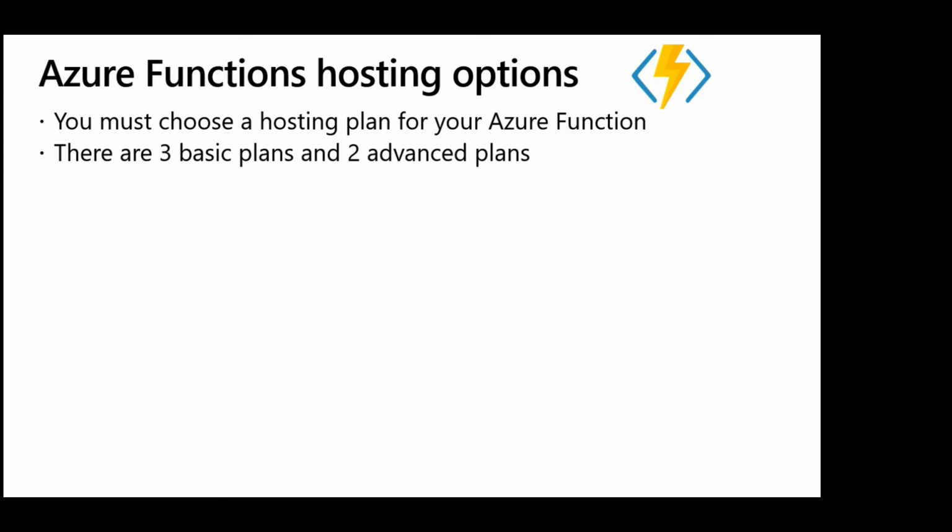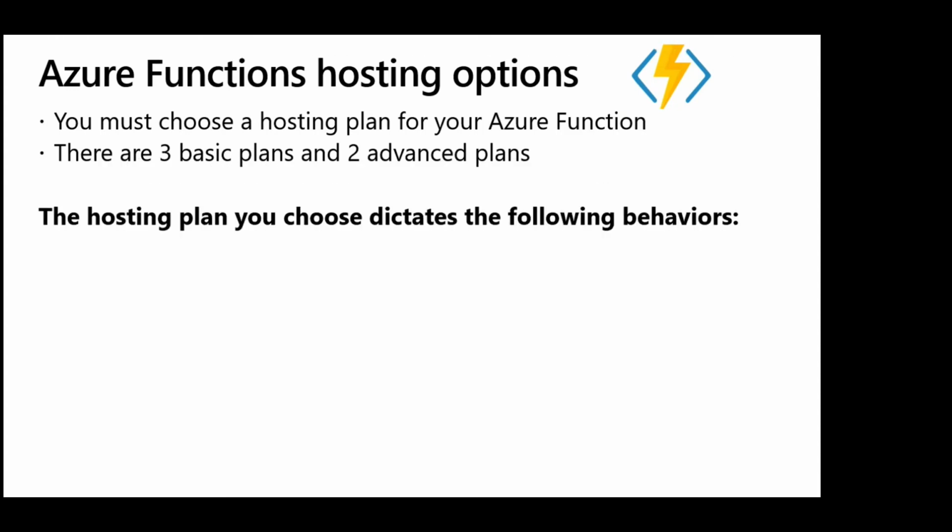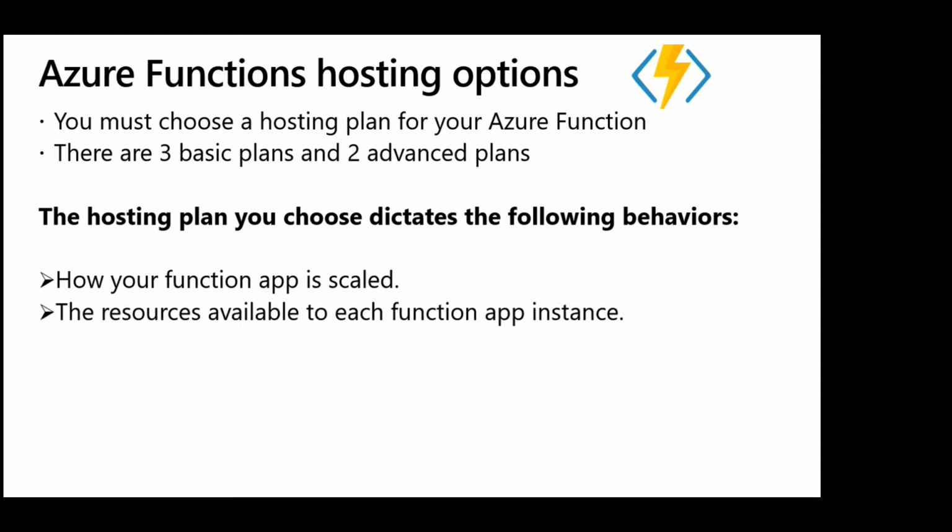So there are 3 basic plans and 2 advanced plans. The hosting plan you choose dictates the following behavior. It depends on the hosting plan how your function app is scaled. For example, if you compare the consumption plan with the premium plan, the scalability is higher, and we will talk about that in detail. Based on your hosting plan, the function will scale accordingly, as well as the resources available to each function app instance.